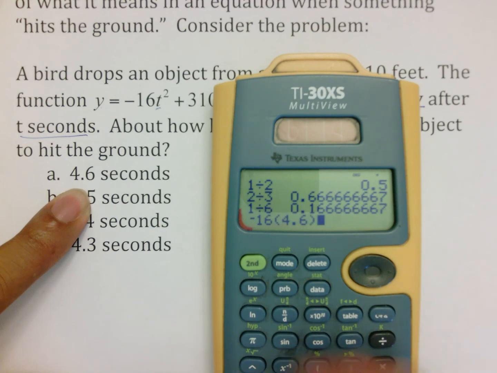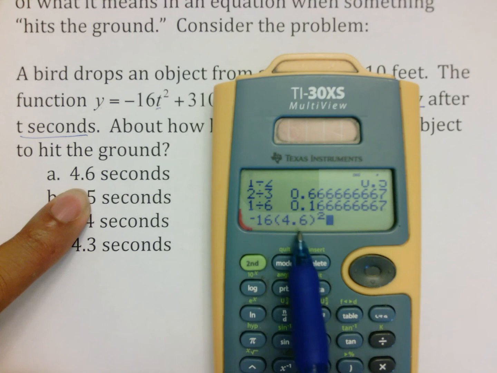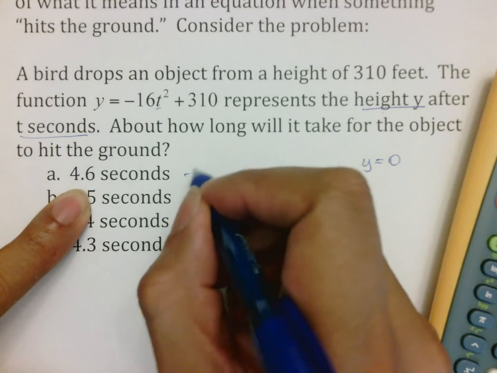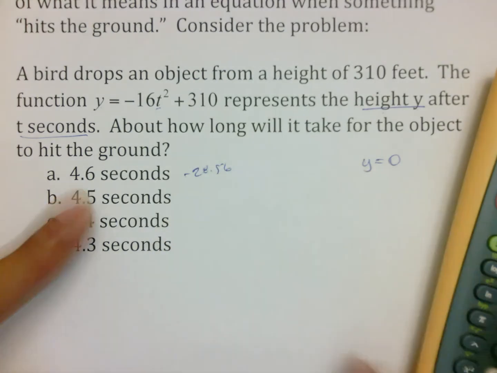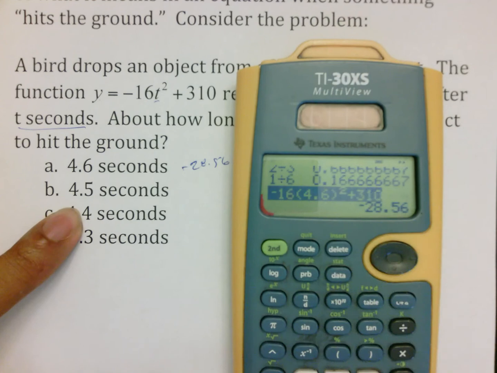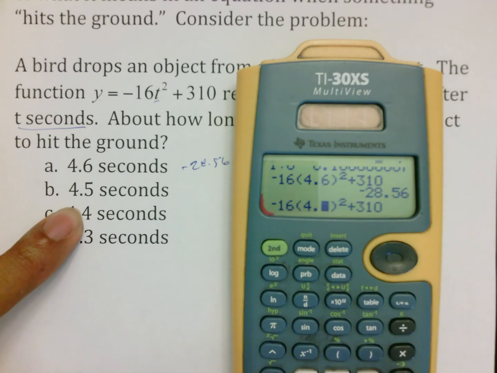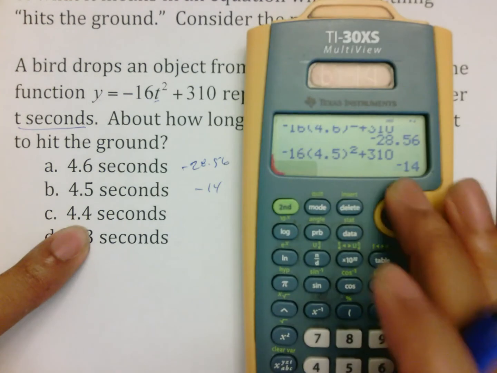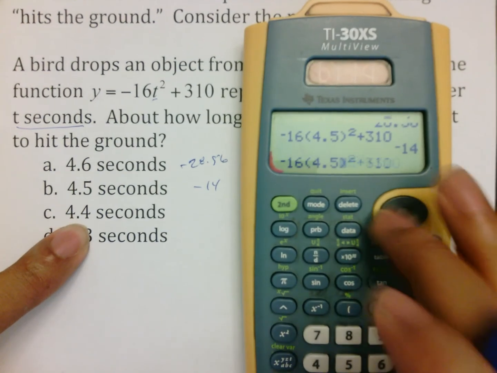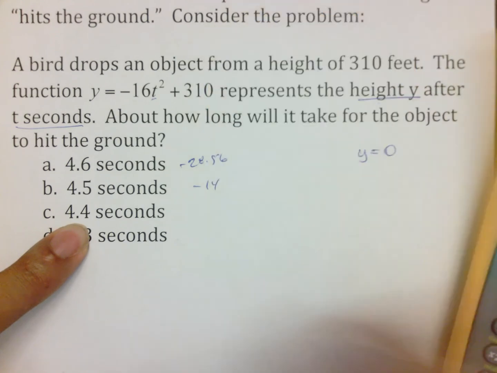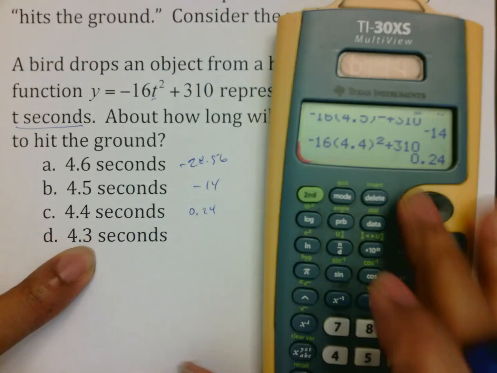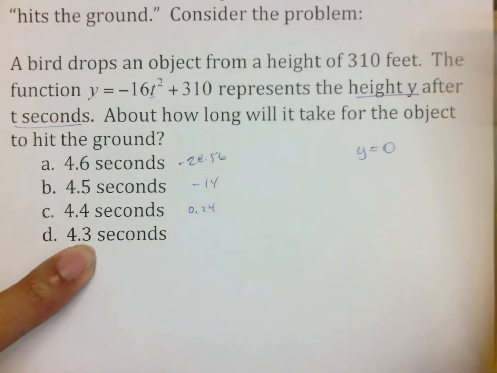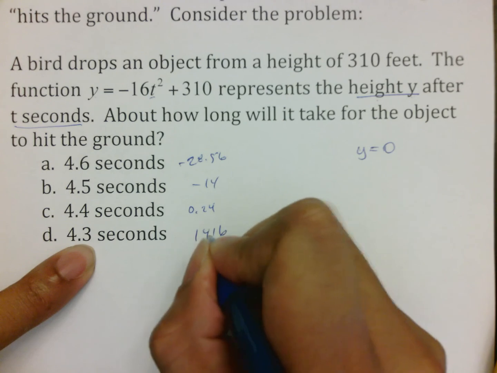So that would be squared, because it's negative 16 times, because that would be 4 plus that, plus 310, which gives me negative 28.56. And because I don't really know what I'm doing, I'm just going to write all the numbers here. Remember, you can copy and paste, turn this into 4.5. This is negative 14. Turn it into 4.4, which is 0.24, and then 4.3 seconds, which is 14.16.